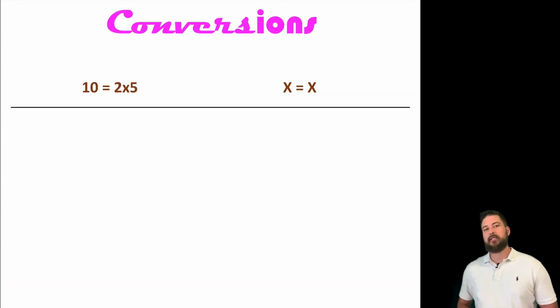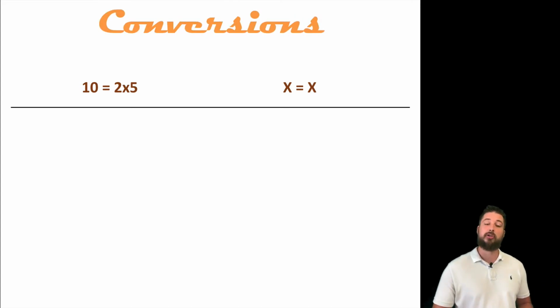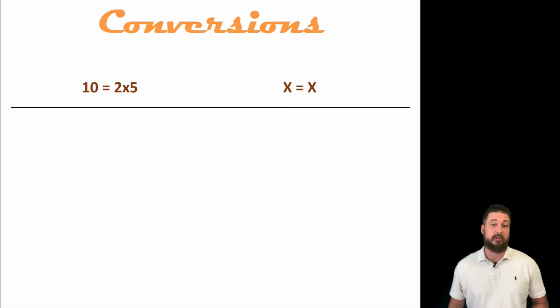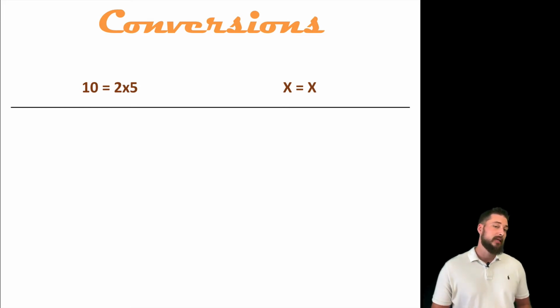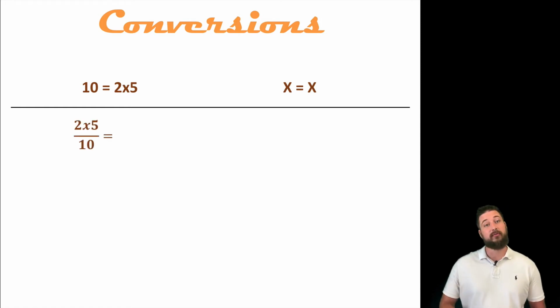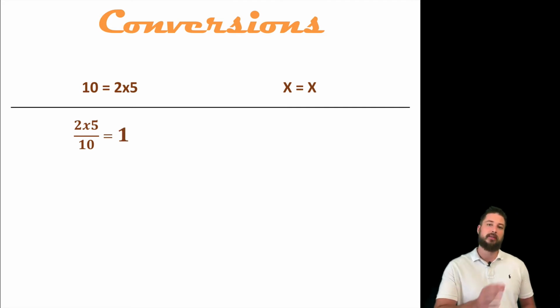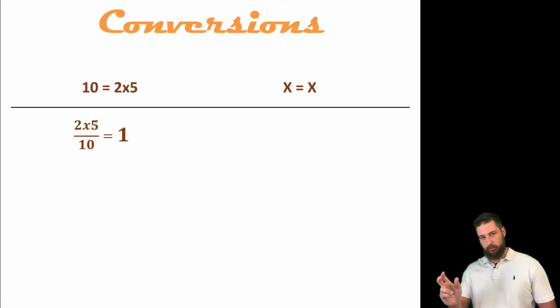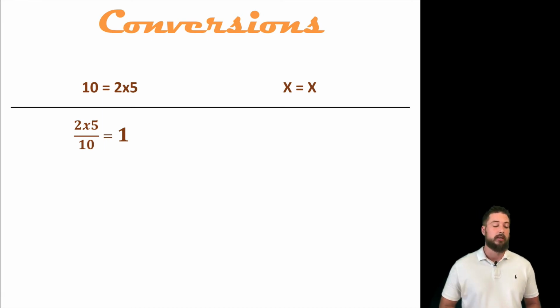So let's go ahead and take a look at just some basic math that will help us understand how conversion factors are equal to 1. Notice how 10 is equal to 2 times 5. I think there's a little debate about that. And so if we take 2 times 5 and divide it by 10, what does that equal? That is equal to 1. And the reason why it's equal to 1 is because 10 is equal to 2 times 5. So when you divide them, it equals 1.